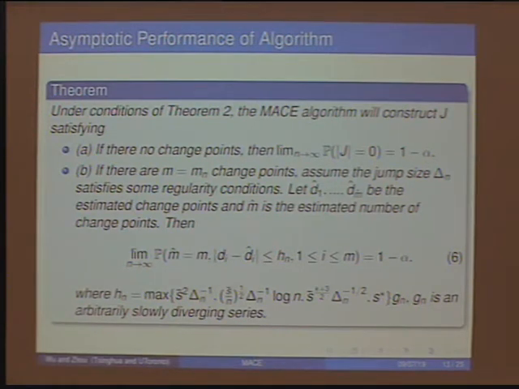So if there are m_n change points, then the probability that you detect exactly the correct number of change points, and each change point is within h_n of the true change point, will go to 1 minus alpha. Okay, so that's basically the result. So what is h_n? This h_n actually looks very messy. And actually, we don't like this h_n because it is not optimal. So the next thing I will tell you is how to actually make this algorithm more accurate.